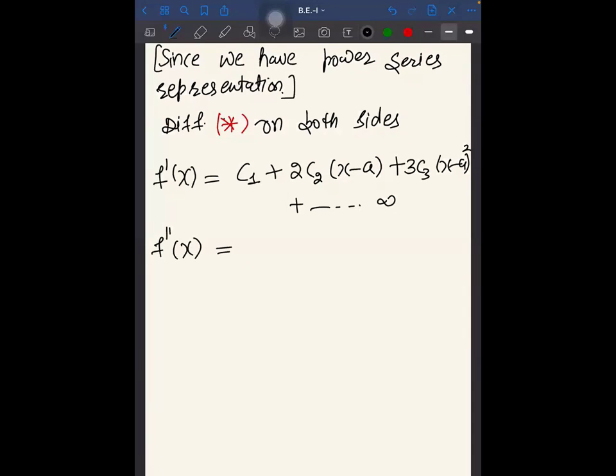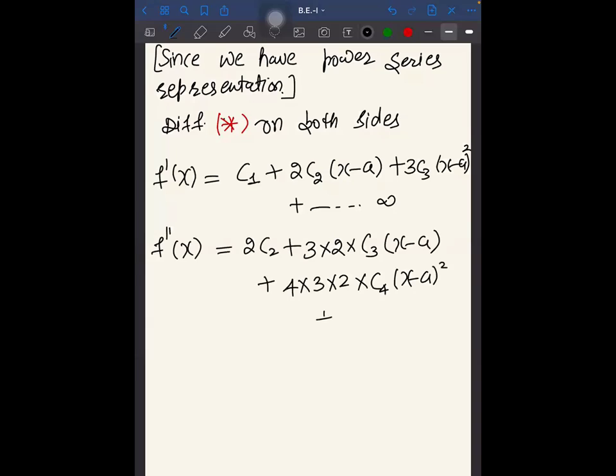Okay, so that becomes what? 2C2 plus 6C3, or more precisely, 3 into 2 into C3 (x minus a), plus next would be what? 4 into 3 into 2 C4 (x minus a) whole square, plus so on up to infinity, right? That's how we're going to do it.